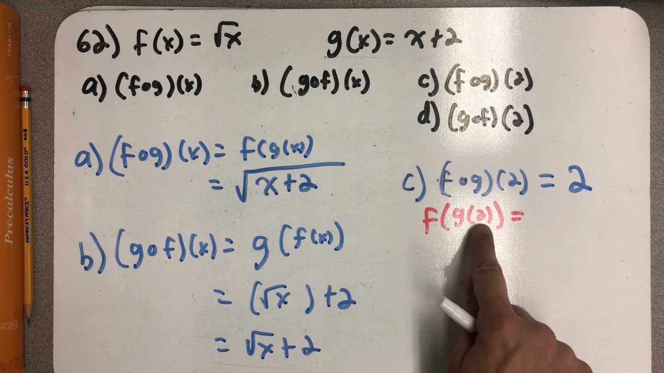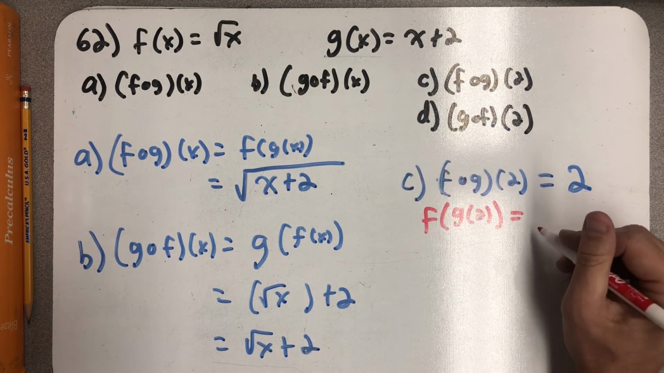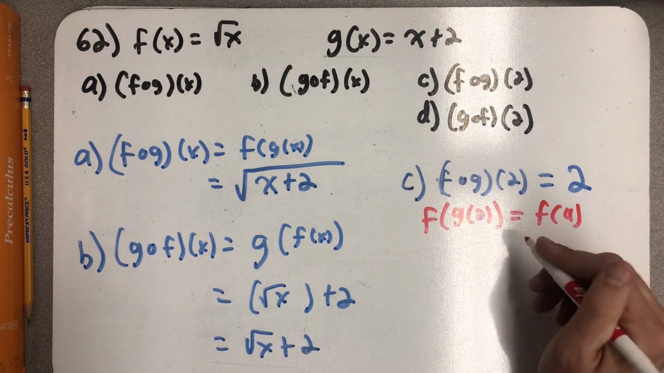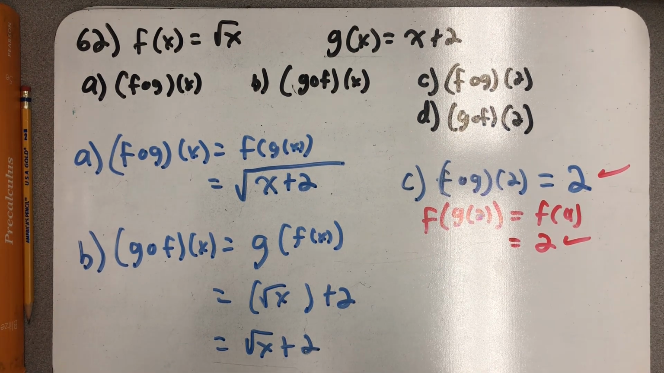So I imagine plugging 2 into g, I get 2 plus 2 is 4, and then I plug that into the square root function, so f of 4, and the square root of 4 is 2. We get the same thing both ways, and that always has to work.